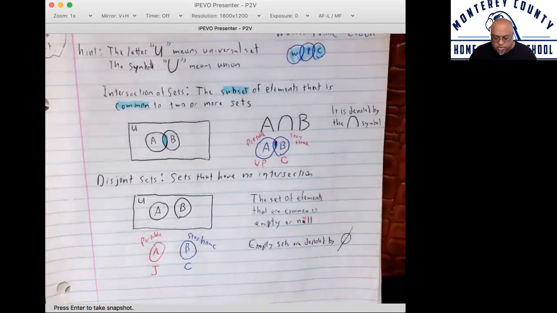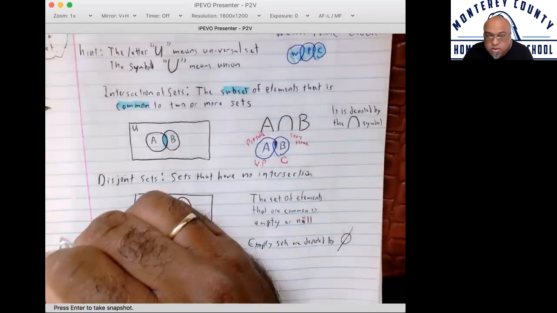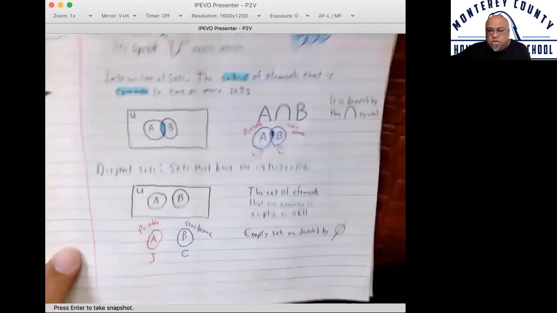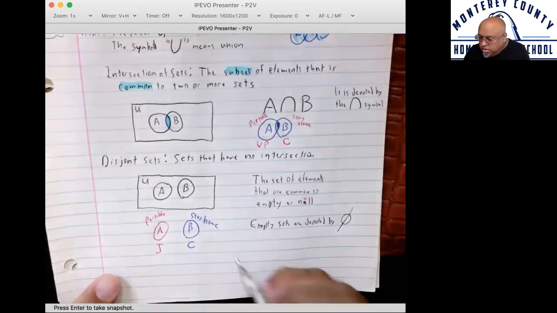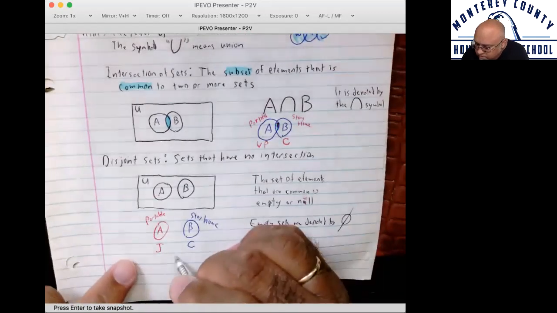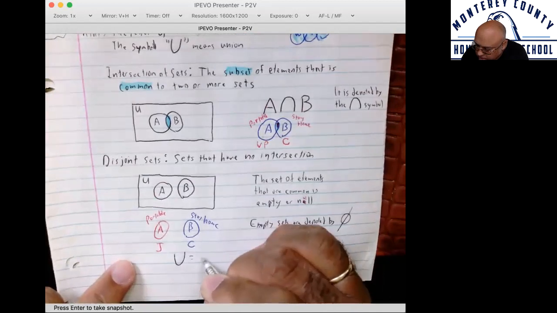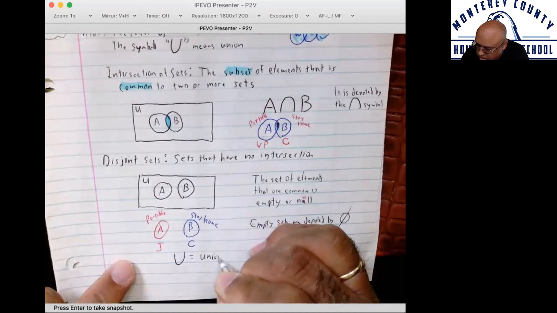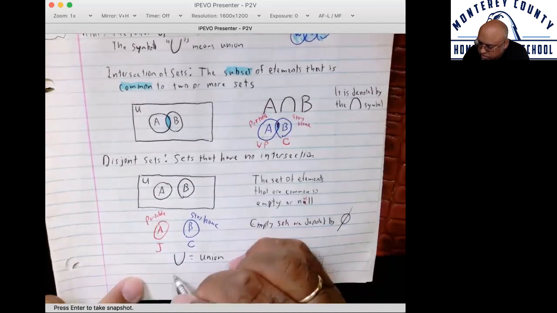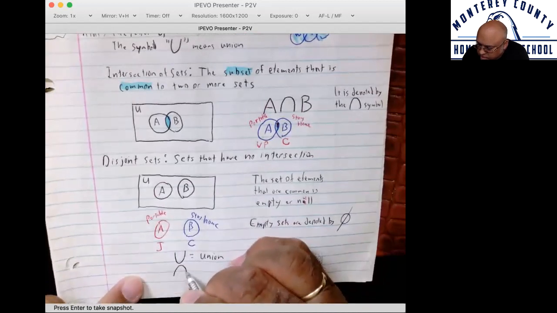Now I want to remind you of the symbols, okay? Hold on, let me just go to the bottom of the page here so you have some room to see. There is the union set. That means everything is together. There's the intersection set.